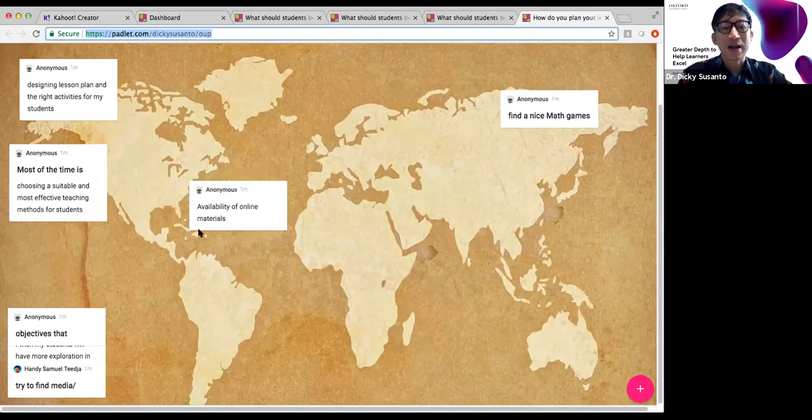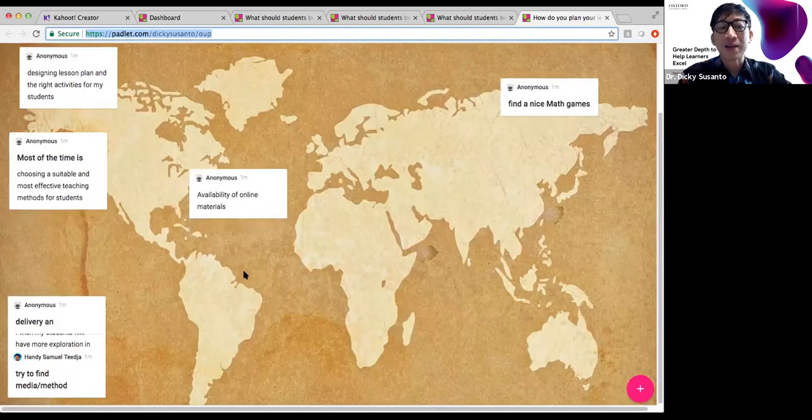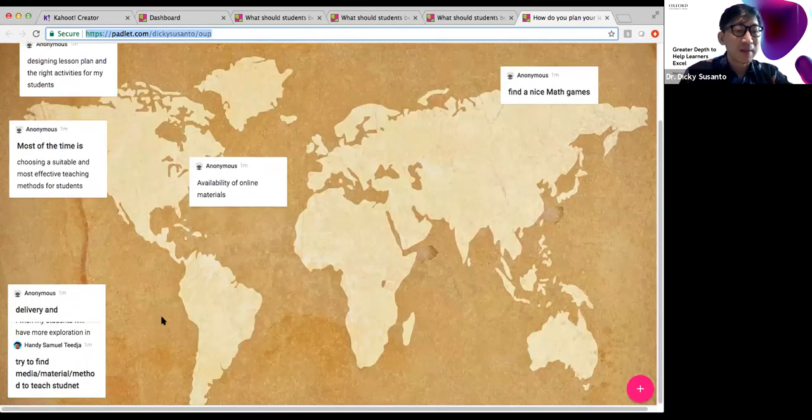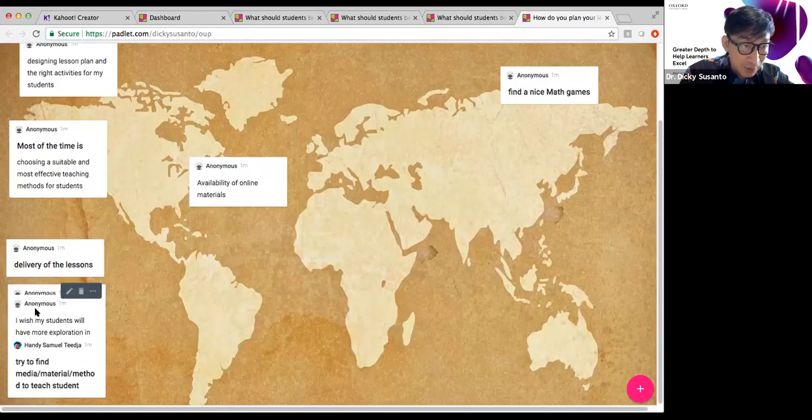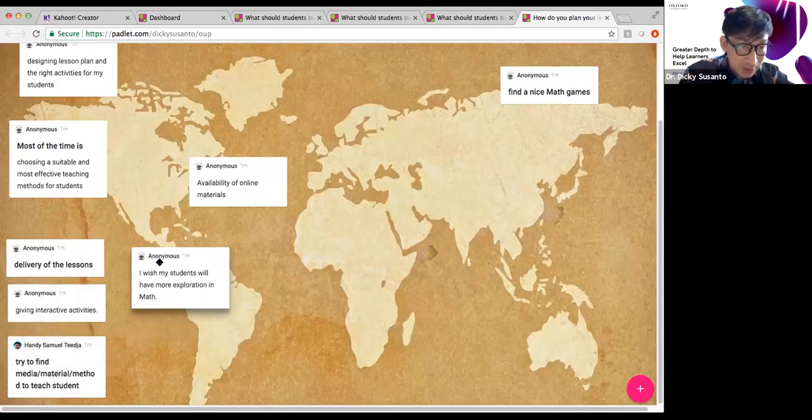Okay, so others answered availability of online materials. So most of the time you'll be searching online. Okay, what are the available materials that you can use? Good. Okay, delivery. Some of them are overlapping, so I'm going to just move it so I can see.